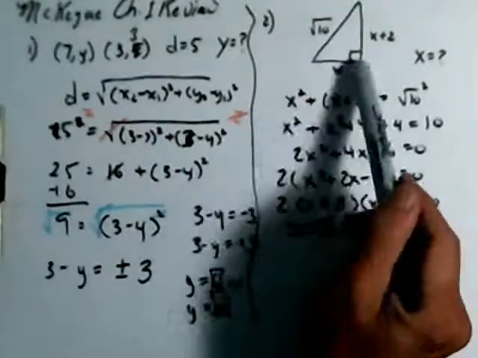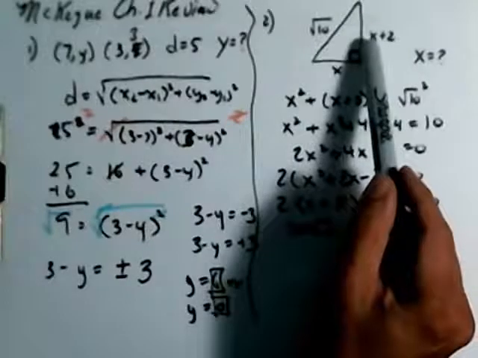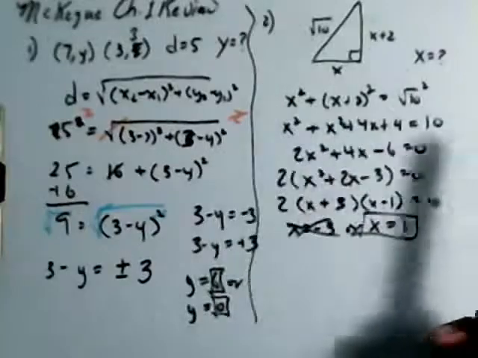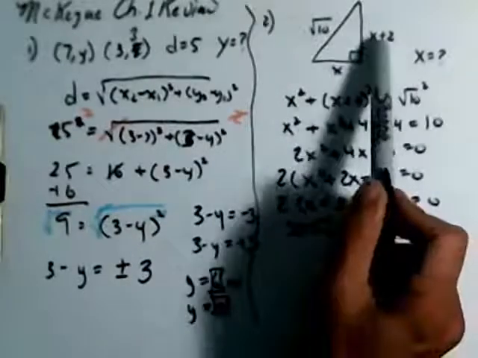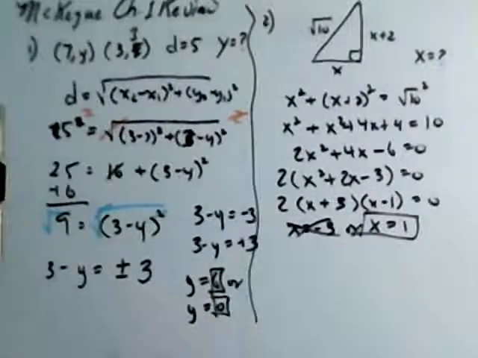Let's work it out. 1 squared plus x is 1, 3 squared is 10, and so that should be the square root of that. A squared plus b squared equals 10 squared, and it actually works out. Let's go revisit this question one more time.